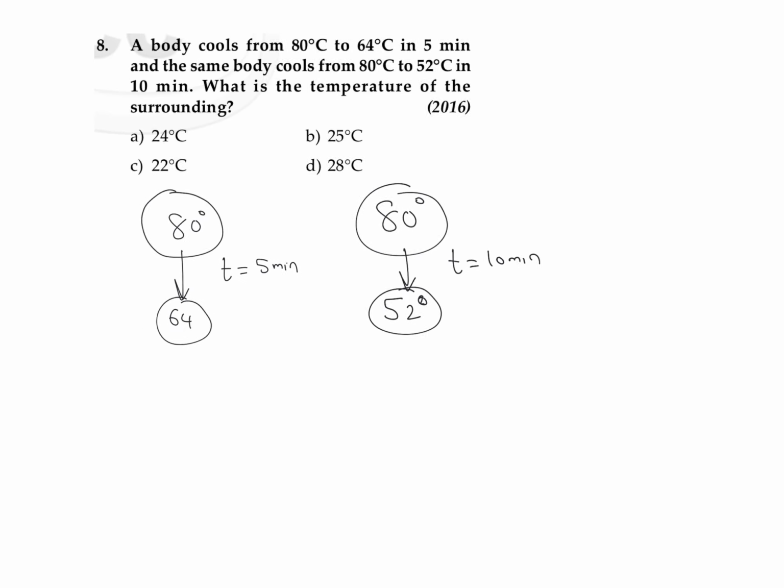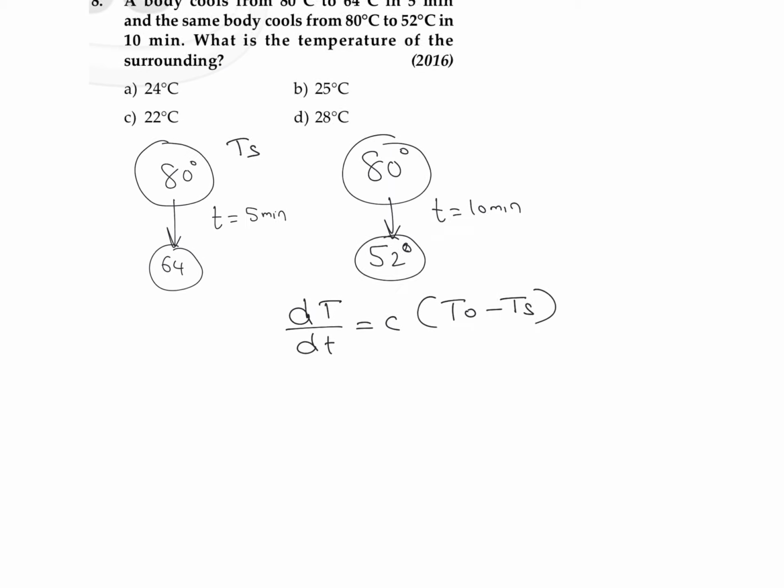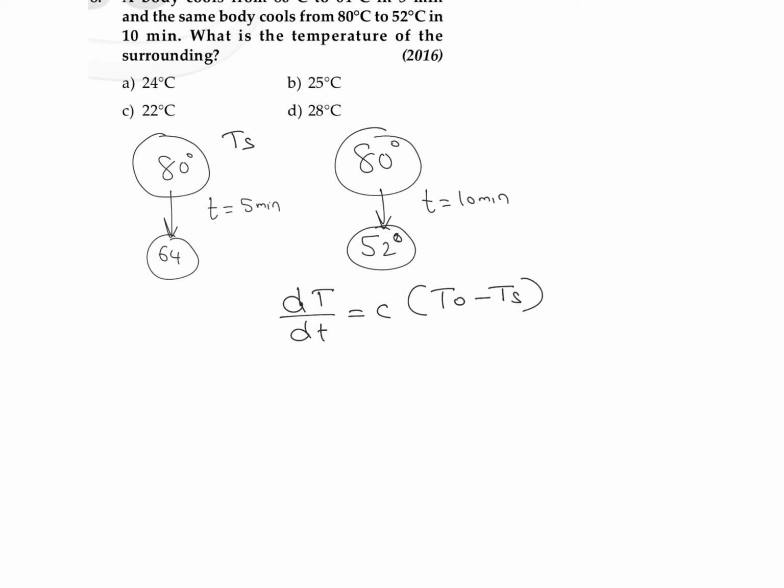So our aim is to find out the temperature of surrounding. Let's say the temperature of surrounding is equal to Ts. So we are going to use Newton's law of cooling, that is dT divided by dt is equal to a constant into temperature of object minus temperature of surrounding. So you can write, in the first situation, temperature of object is changing from 80 to 64. So we can say that there is a difference of 16 degrees Celsius.